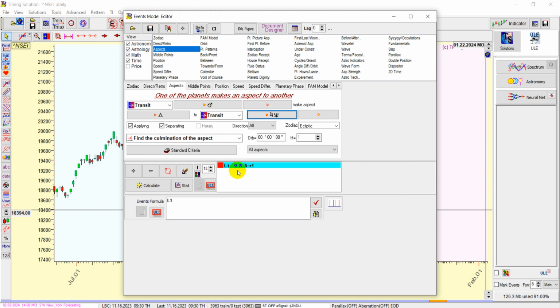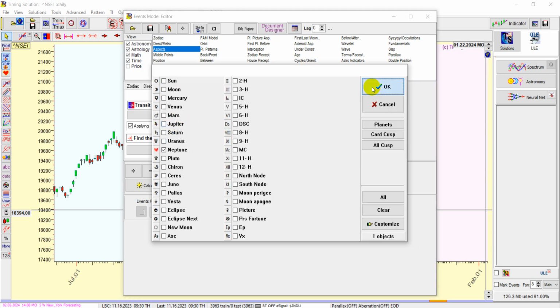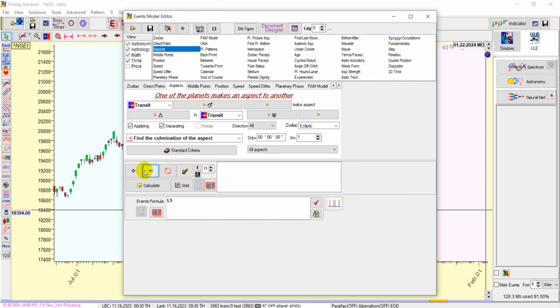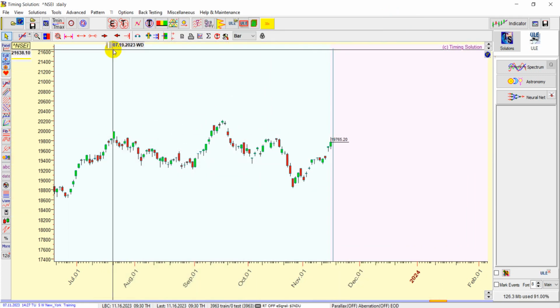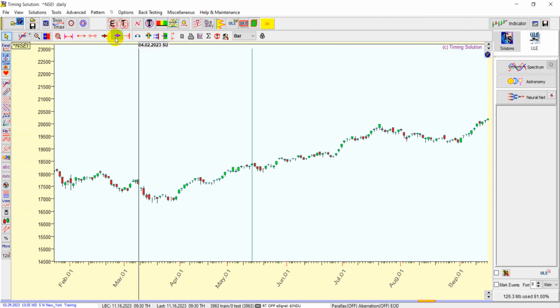I've applied Mars trine Neptune. Sorry, I have to apply Neptune. I'll unselect Jupiter and apply this aspect again. It is forming tomorrow, and before that it formed here. We had three to four days of decline.